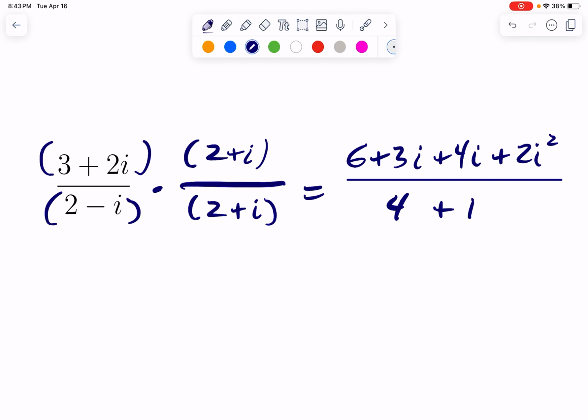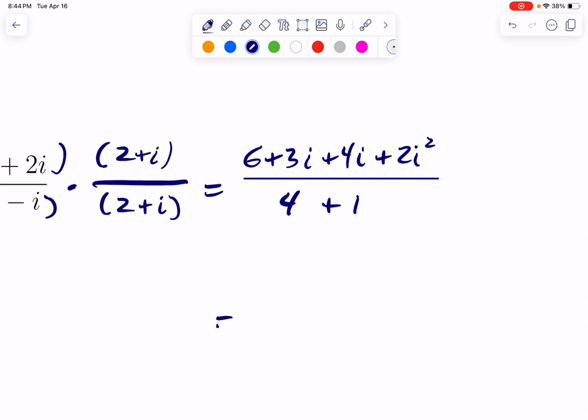What do I get from squaring 2? What do I get from squaring 1? Because I basically have 1i and negative 1i. So what do we have? This thing here is just the number negative 2.